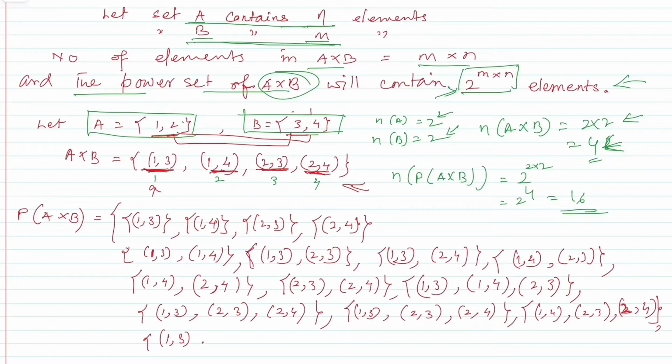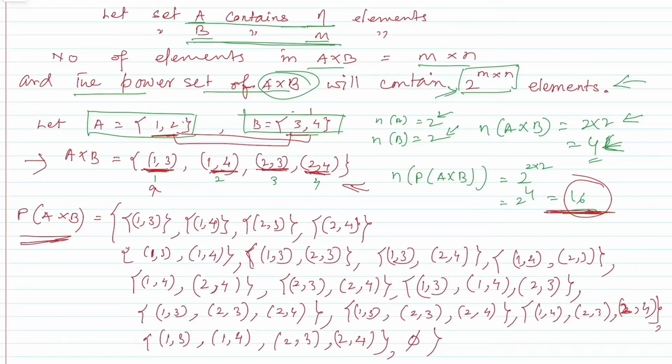Let us write all the ordered pairs, because A cross B contains only 4 ordered pairs here: 1 comma 4, 2 comma 3 here, then 2 comma 4. Okay, and we know phi is a subset of all sets, so there should be phi. So here you see, according to our calculation, it should contain 16 elements. This A cross B must contain 16 elements.